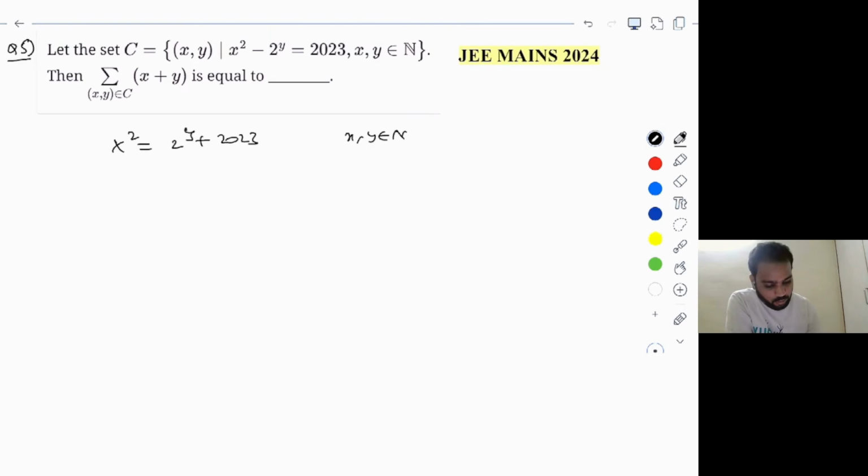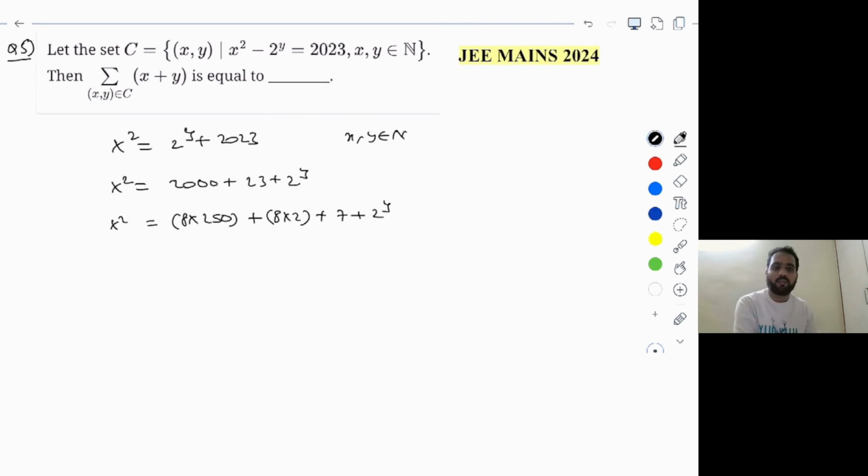First thing, I will write this 2023 in this way. Look at this. This is the best idea for this question. So I can write 2023 as 2000 plus 23 plus 2 to the power y. Moreover, I can write 2000 as 8 into 250, and 23 I'll write as 8 into 2, that is 16, plus 7, plus 2 to the power y. I'll tell you the reason I'm writing it in terms of 8 times 250 plus 8 times 2 plus 7.